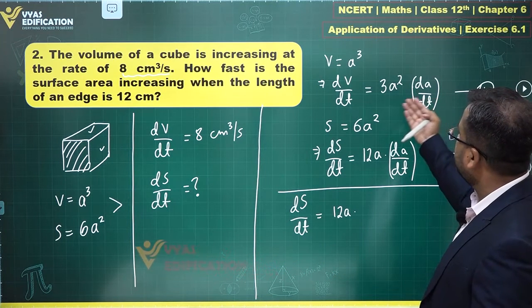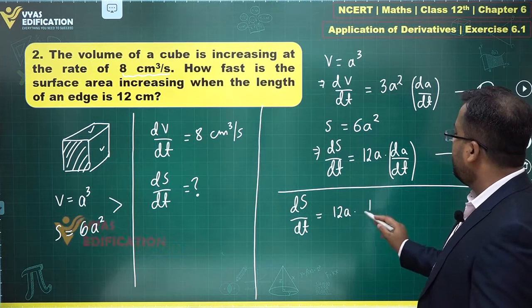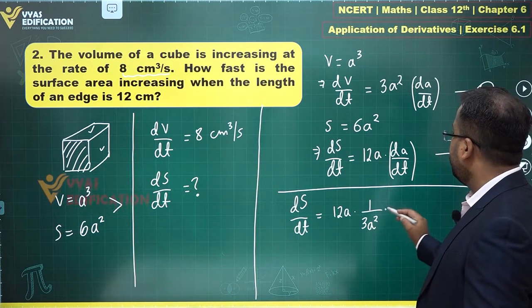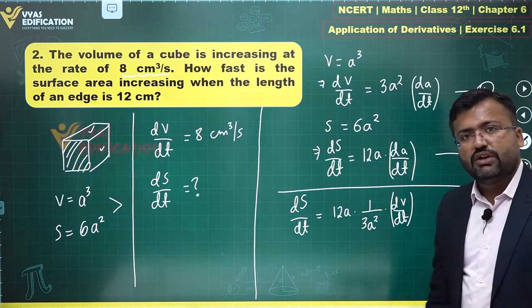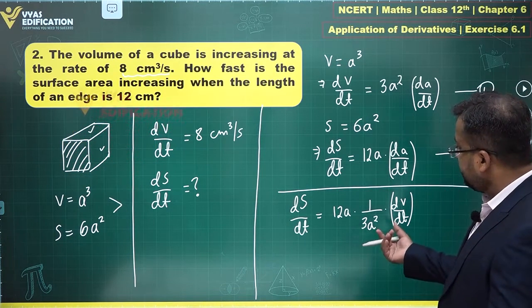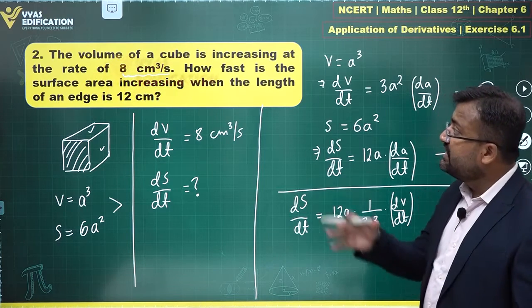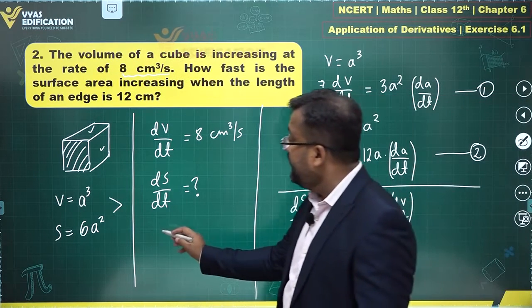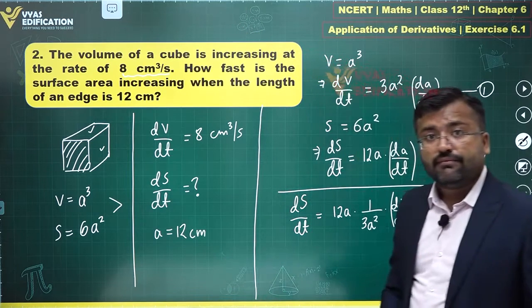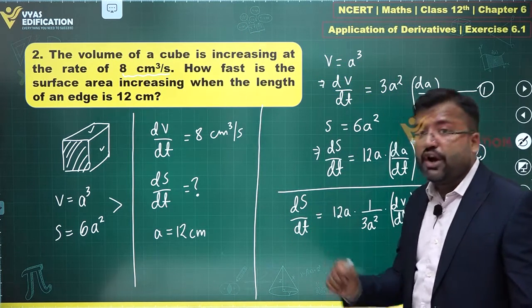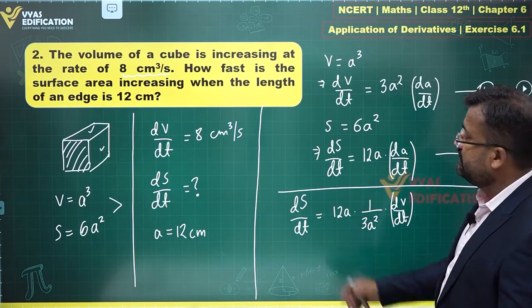Now what is dA by dt? This is dV by dt upon 3a square, 1 over 3a square times dV by dt. Using 1 and 2, this is what I get. And now I can substitute the values very easily. Since it is given that when the edge length is 12 centimeter, a equals 12 centimeter, at that point you are supposed to find this.